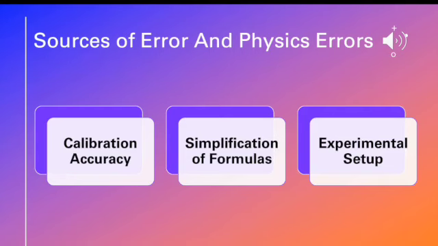Some sources of error that became present in this lab include the calibration accuracy, the simplification of formulas, and the experimental setup, with the calibration accuracy not being specific to its measurements, and some formulas being more simplified, and the experimental setup could be more accurate to display a better conservation of energy.